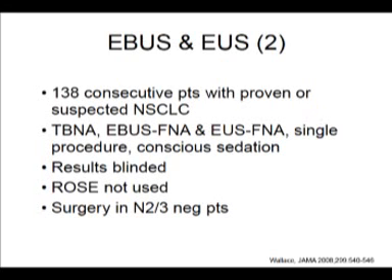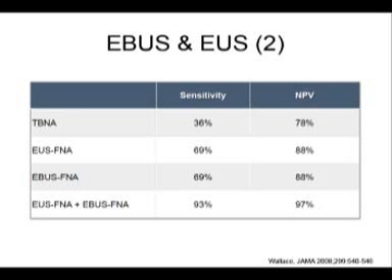Next, please. And then another study out of Mayo Clinic in Jacksonville, which is a really well-performed study, and no wonder it got published in JAMA. They compared transbronchial needle biopsy, endobronchial EBUS FNA, and EUS FNA. Again, patients served as their own controls, but the important thing about this study is that the people performing these procedures were blinded as to the results of the previous procedures. Blind TBNA without ultrasound guidance had the lowest sensitivity and lowest negative predictive value. EUS FNA and EBUS FNA were about the same in terms of sensitivity and negative predictive value, but when you put the two together, there was an improvement.